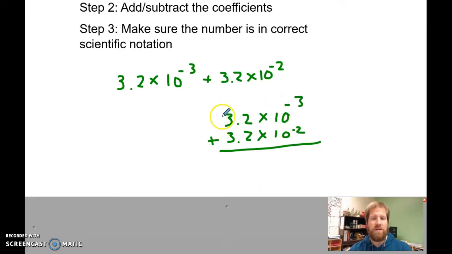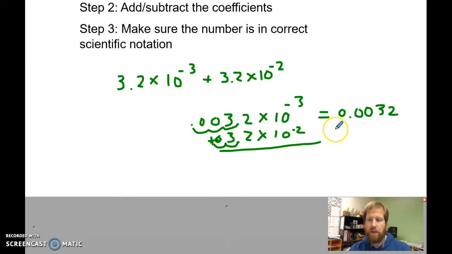Okay, but let's convert these to standard notation. Let's make these their actual equivalents. So 3.2 times 10 to the negative third: we're going to move this to the left 3 times. 1, 2, 3. So we have 0.0032. And this one, negative second, we're going to move it 2 times. And that's going to be plus 0.032.